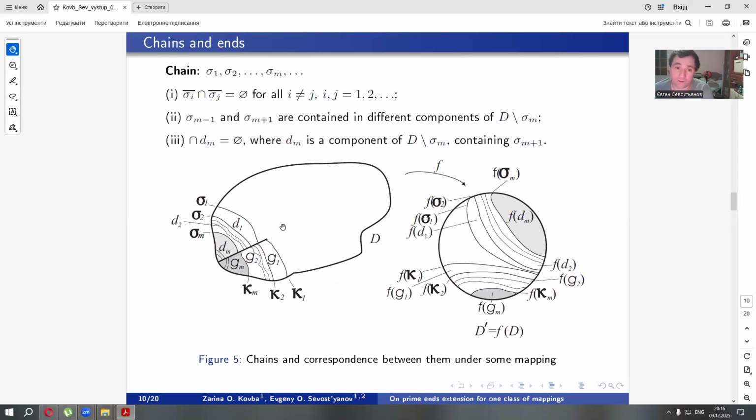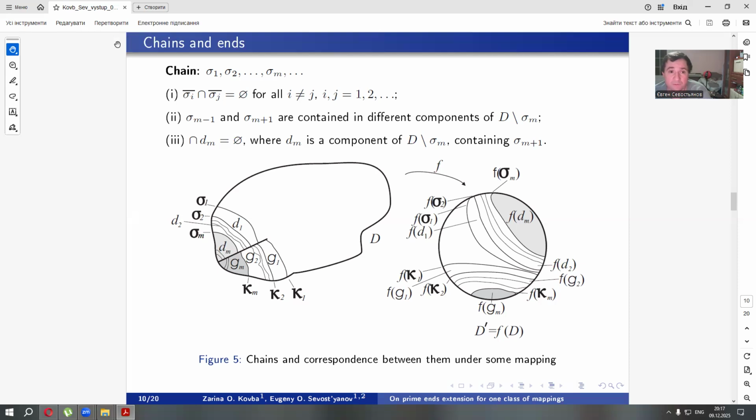What are these components? This is one component, so these points may be joined by a path, and this is the second component, so we may join two points here as well. But if we have this point, and we have a path, then this path intersects this cut. This is the definition of a cut.